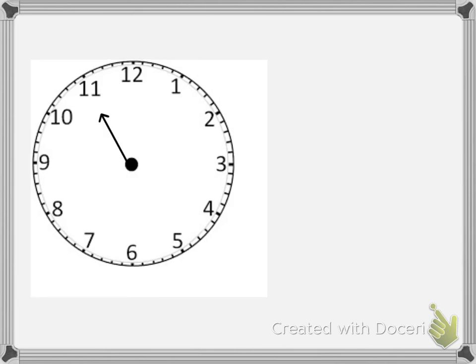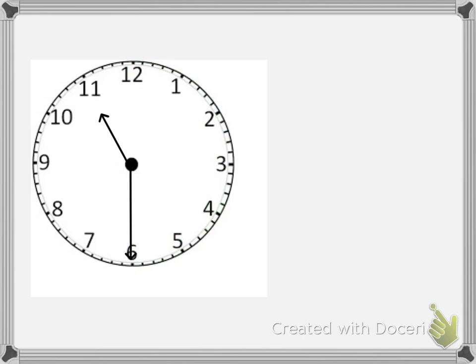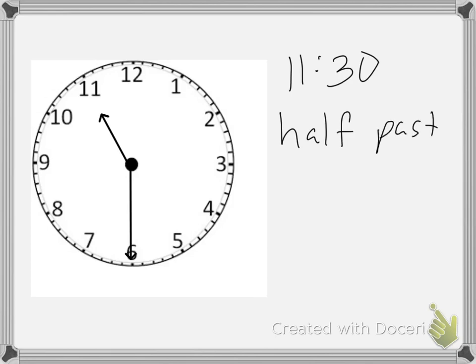All right, so if I wanted to show 11:30 on my clock, I would draw my minute arrow down towards the 6 because that is half of the clock movement. See, that's half of the clock. And I would write that as 11:30 or half past 11. Okay. And that's it for your homework. Good luck on your homework.